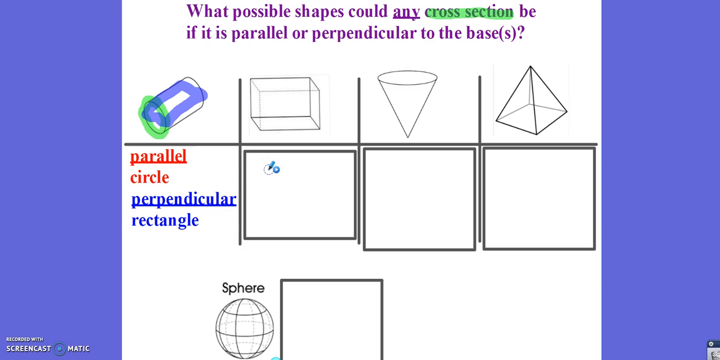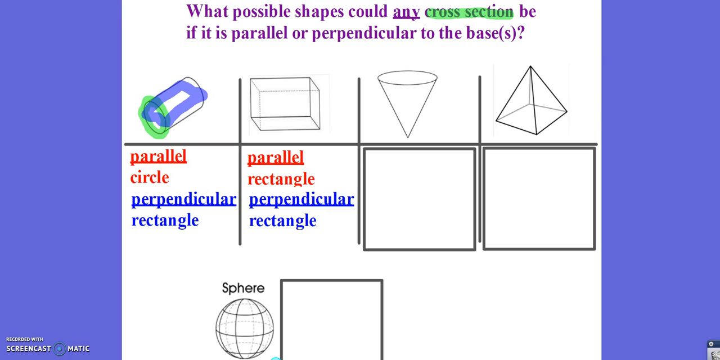On the next shape, we're going to have a rectangle no matter how we slice it. So I can slice it parallel to my base, and I get that rectangle. Or I can slice it perpendicular to my base, and I still get a rectangular shape. Either way, we are going to get a rectangle if you are cutting a rectangular prism.